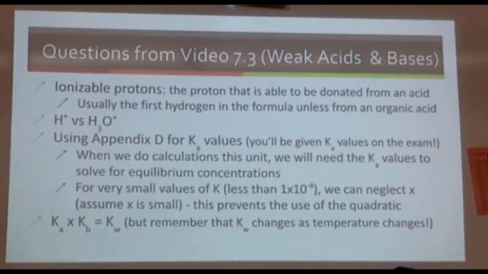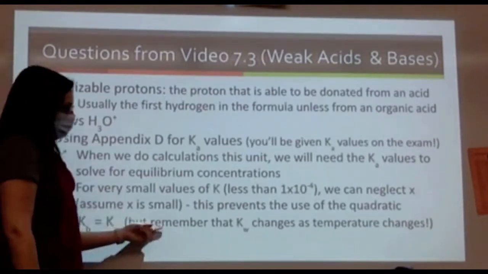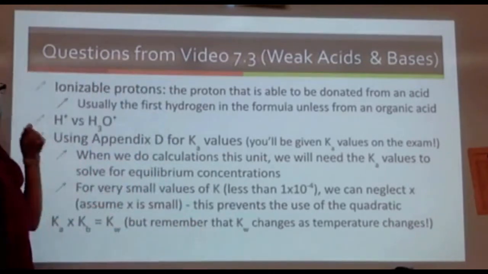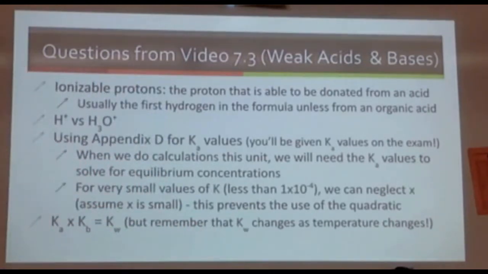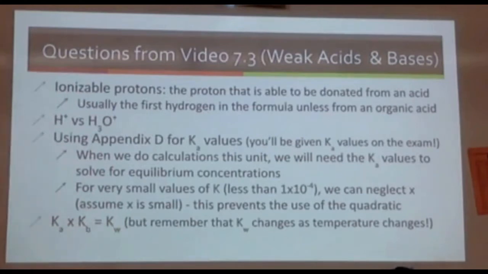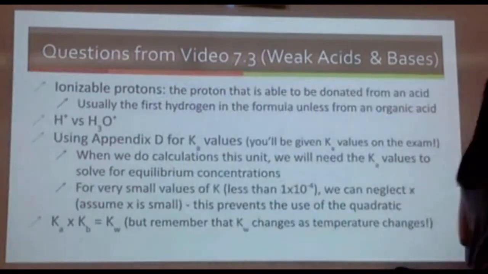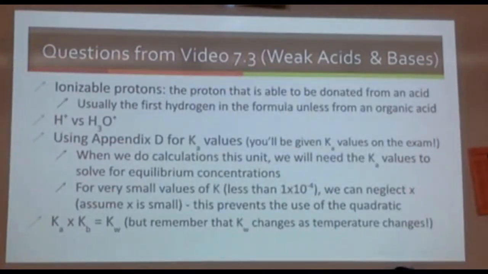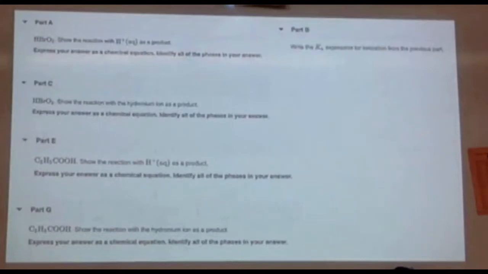The last question was about Ka times Kb equals Kw. This is on the equation sheet. No matter what, that equation holds true. But remember that Kw can change as temperature changes. If you're at 25 degrees Celsius, Ka times Kb is 1 times 10 to the negative 14. If you're not at 25 degrees Celsius, they would have to tell you what the other Kw value would be. They always have to give you the information that you would need. And as we go through, we'll really cover a lot of these things.